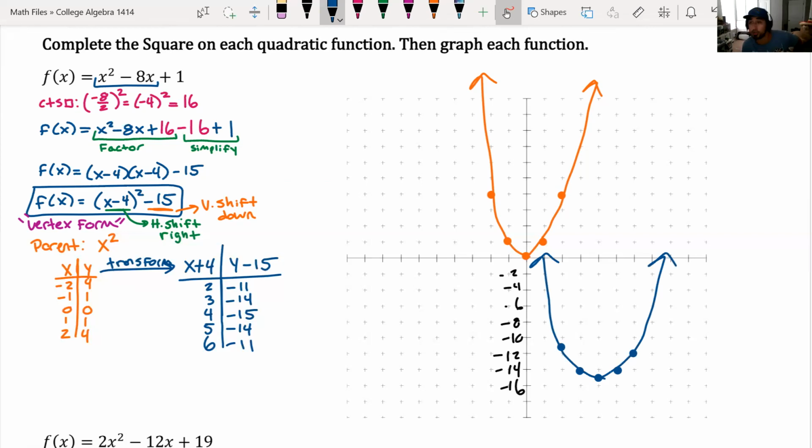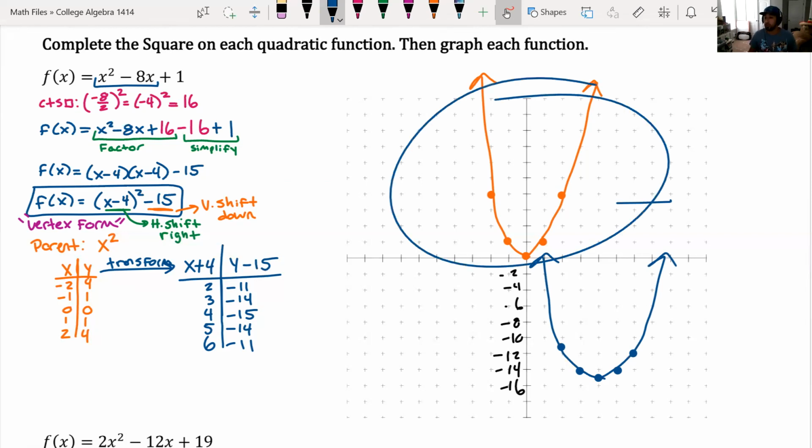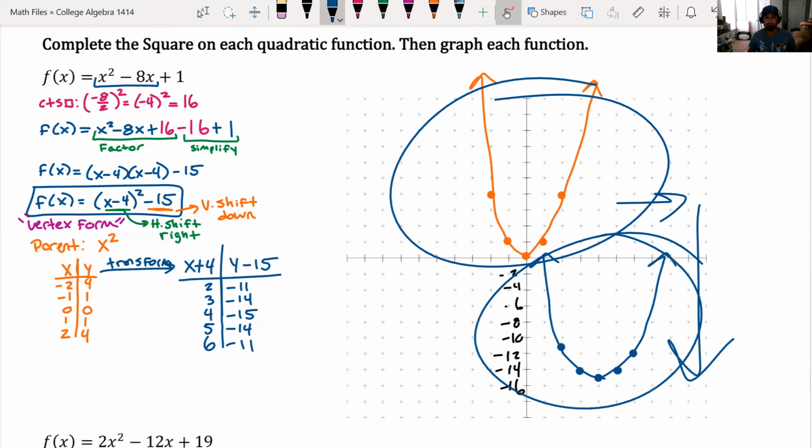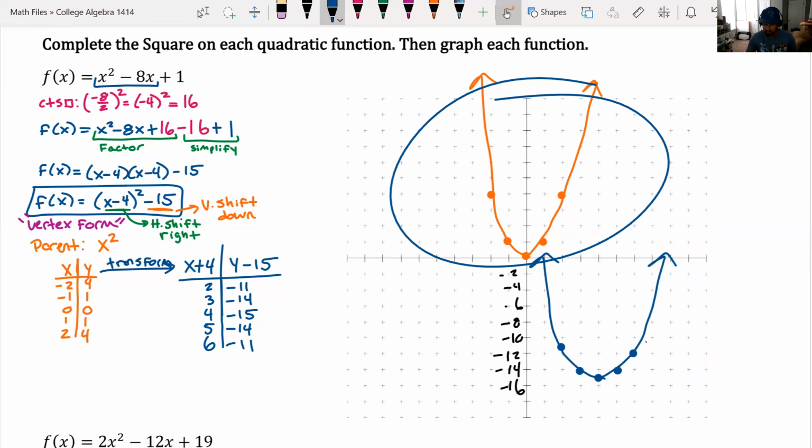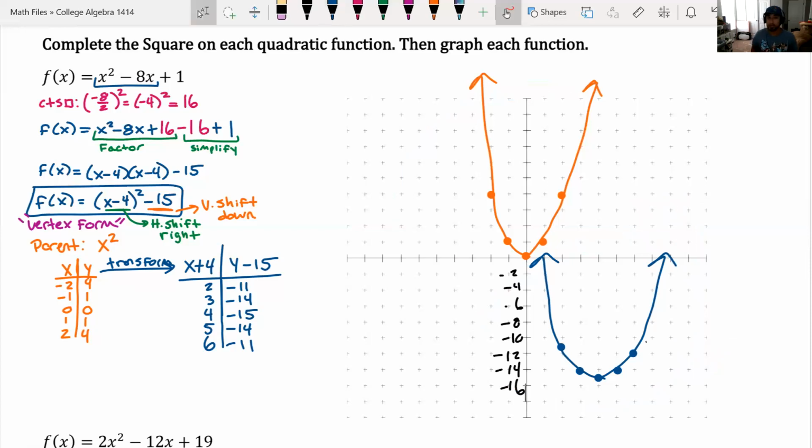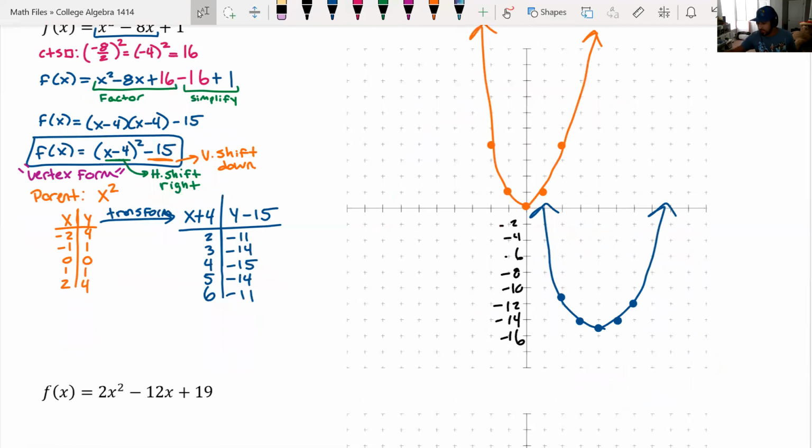So based on our transformation, we have shifted the original function to the right 4 units, and then we dropped it down 15 units, giving us this new graph. That's it. See, transformations a lot faster. All right, so there's our completing the square. Okay, now let's try it one more time.